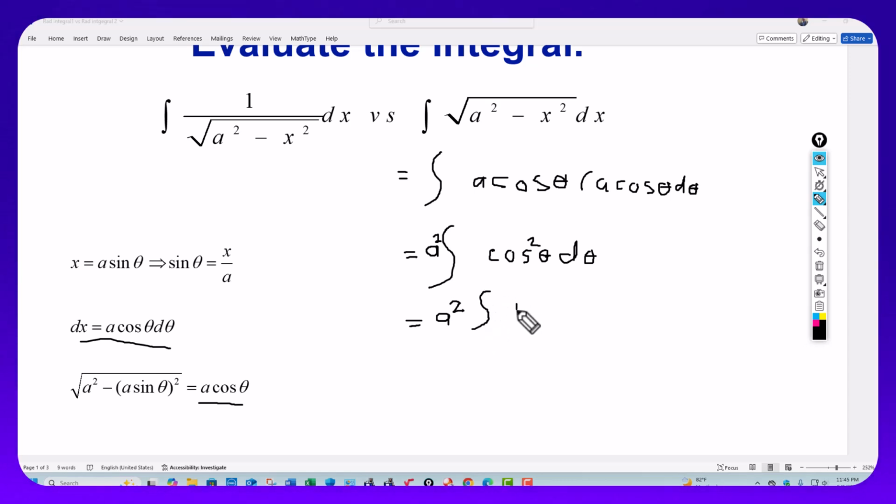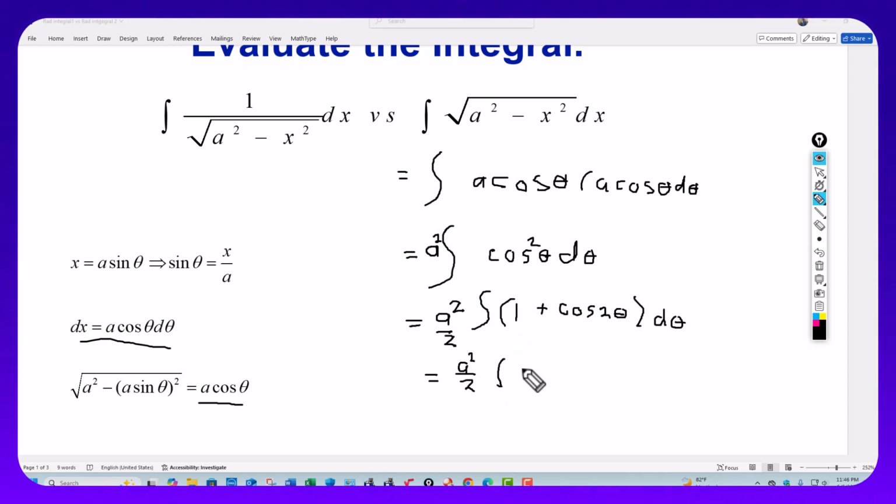So we got one identity that tells me that cosine squared theta is equal to 1 plus cosine of 2 theta, and this is over 2. So the identity tells me that cosine squared theta is equal to 1 plus cosine twice the angle theta over 2. Again, that's a constant, so I can put it out here. Now we're ready to integrate with respect to theta. So I'll leave the a squared over 2 out here.